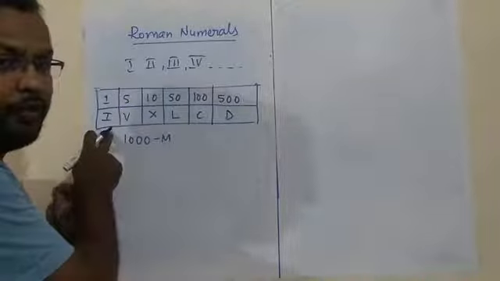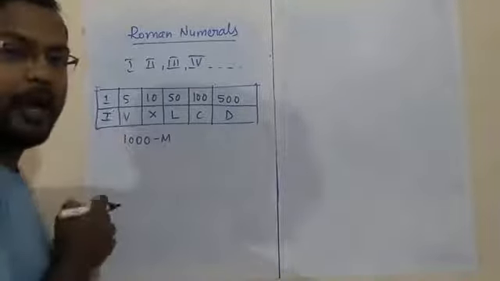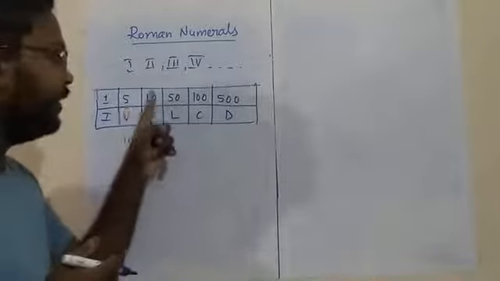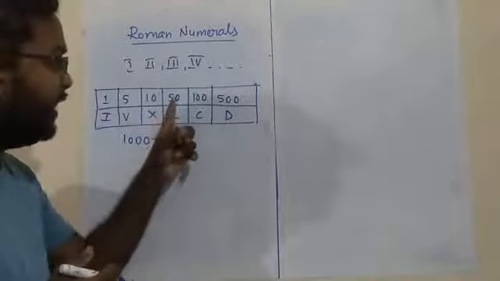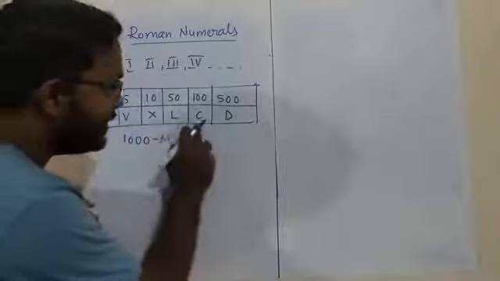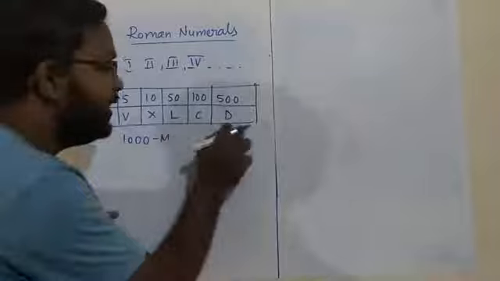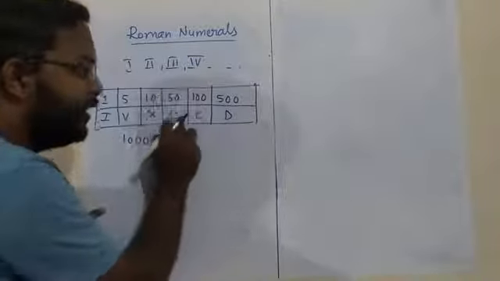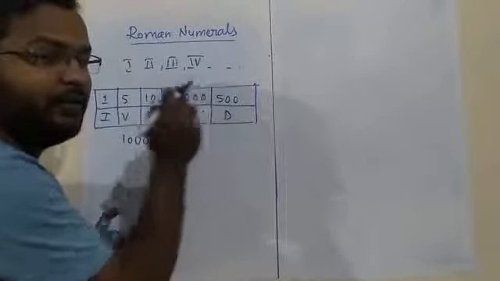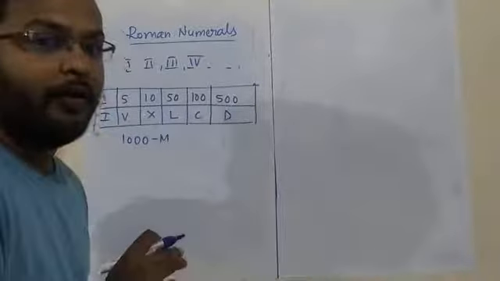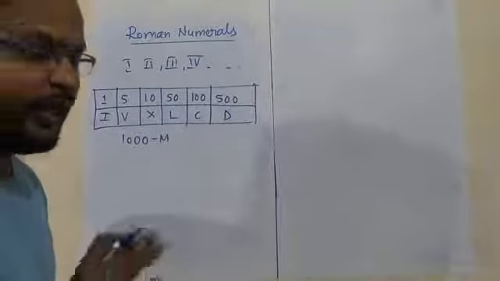We know for 1 we are using I, for 5 we are using V, for 10 we are using X, and next here you can see LCD: 50, 100, 500. Easily you can remember LCD. L means 50, C means 100, D means 500. Next, for 1000 we are using M.